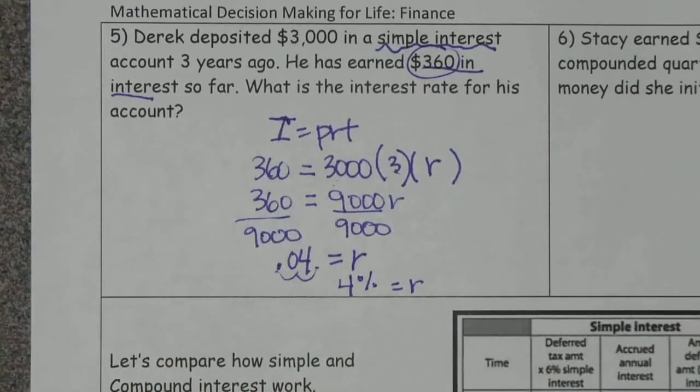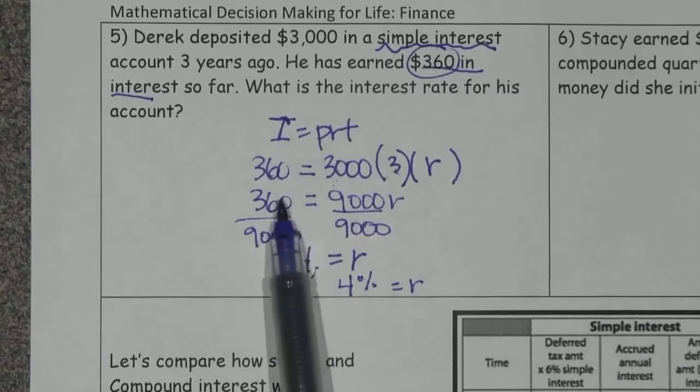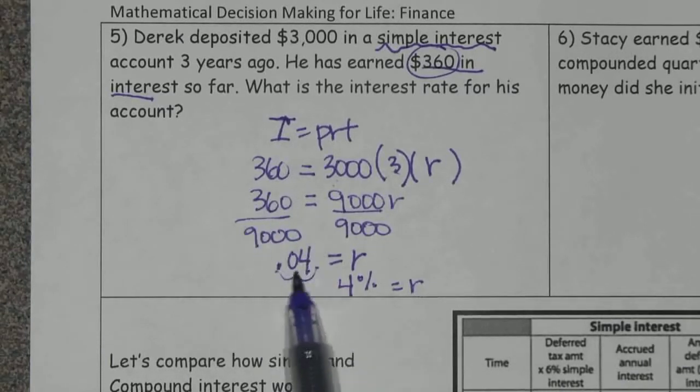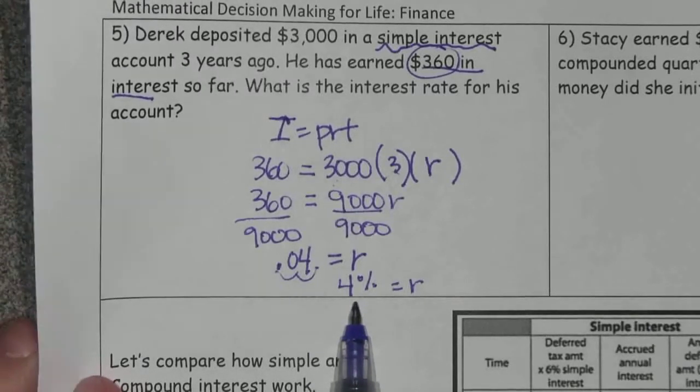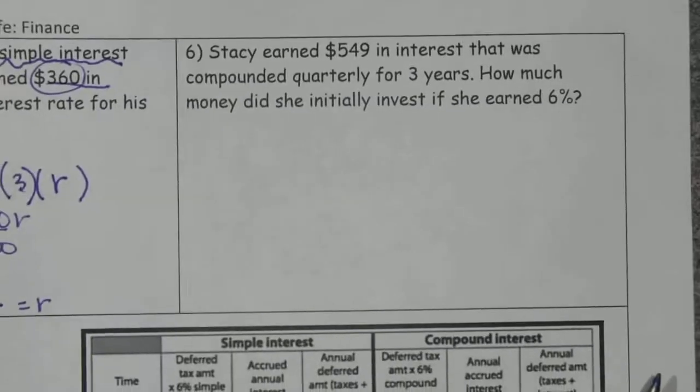Okay. Does that make sense how I kind of did that one backwards to find the interest rate? Questions on that? Wait, how do you divide the 360 by the 9,000 you just done? Yeah, I did 360 divided by 9,000. I got 0.04, and I just had to write that as a percent. Okay. Other questions? All right, next one.